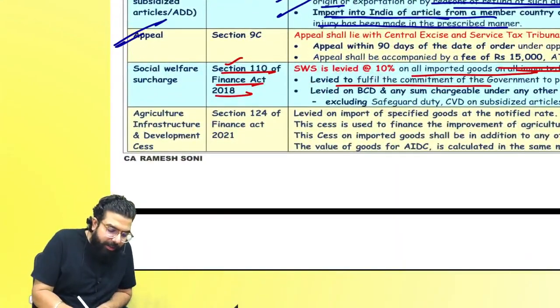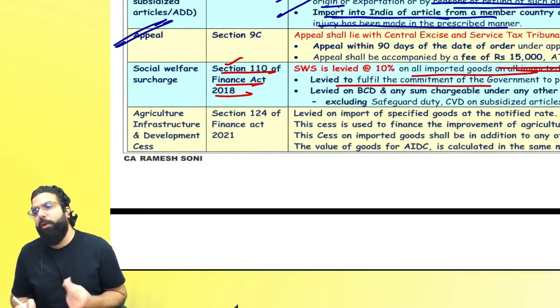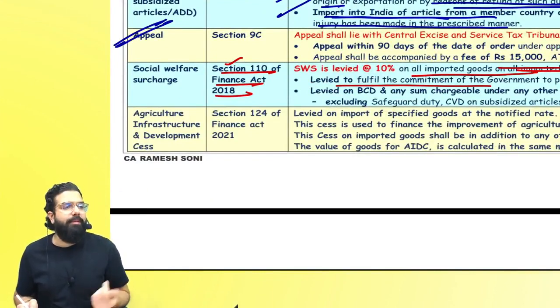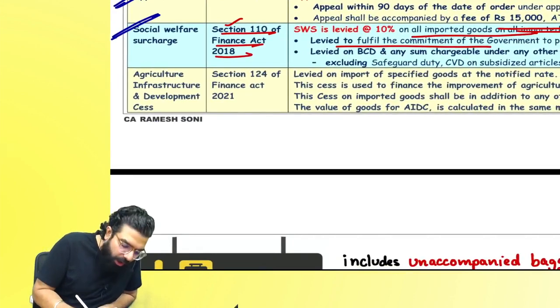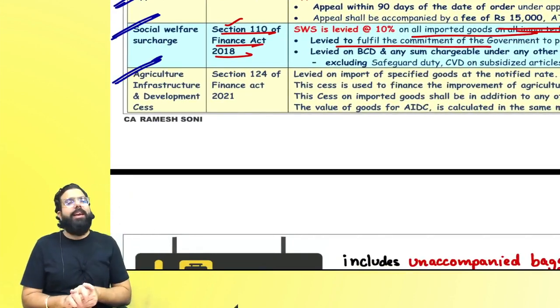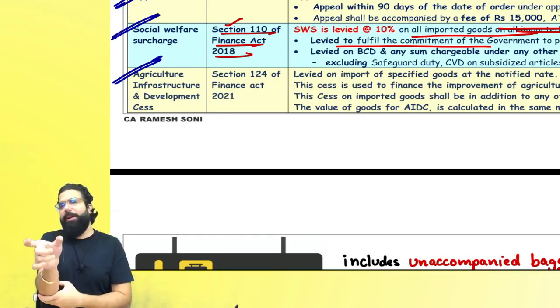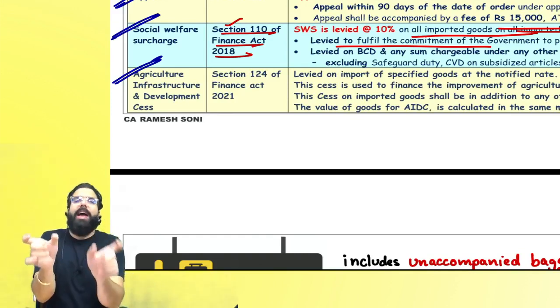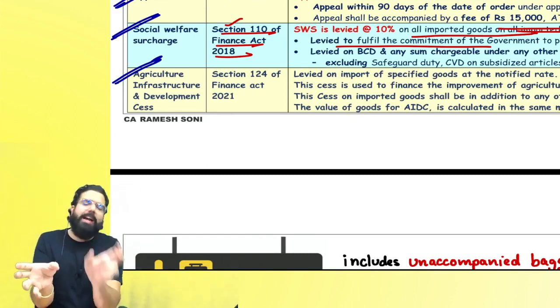Everyone over here, sir, whenever any duty is being charged from me, can I go for an appeal? Always remember, to the Central Excise and Service Tax Tribunal you can go for an appeal within 90 days with a fees of 15,000. Social welfare surcharge I went ahead and told you. The next one over here is agriculture, infrastructure and development cess. It says government has gone ahead and told on specified products at specified rate. We will go ahead and basically levy it on notified or specified goods at notified rate.